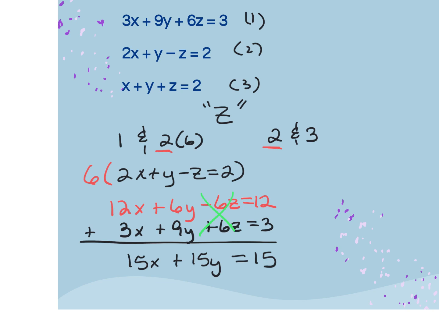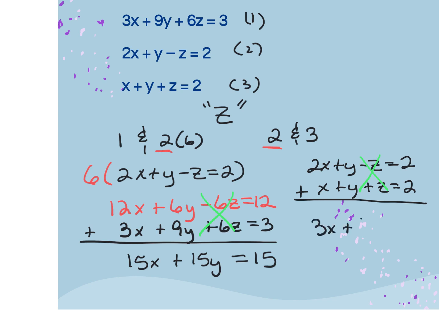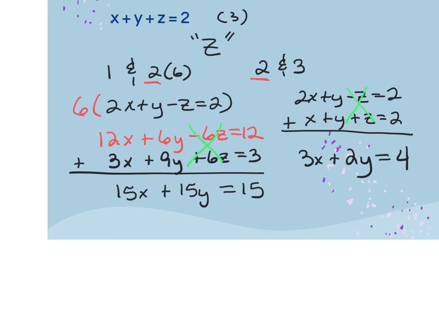I'm now going to add 2 and 3 together to eliminate z. So I'm going to take 2x plus y minus z equals 2, and x plus y plus z equals 2. I'm going to add them together. Again, the z's cancel out. I'm left with 3x plus 2y equals 4. I'm now going to work with what I'm used to seeing back from 9-2.